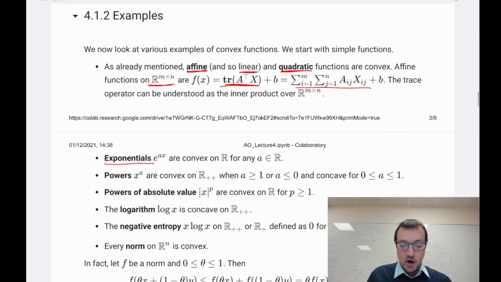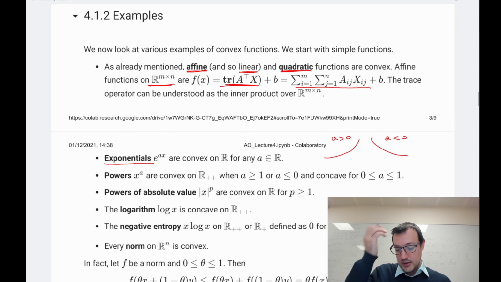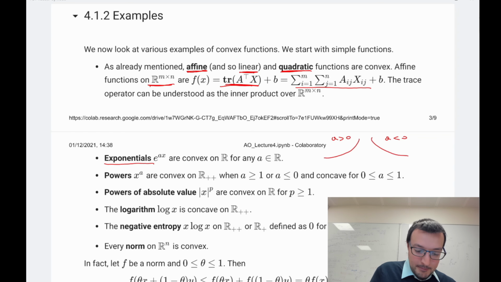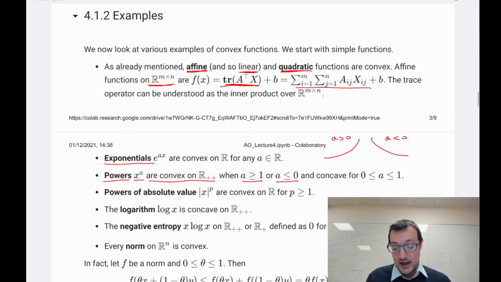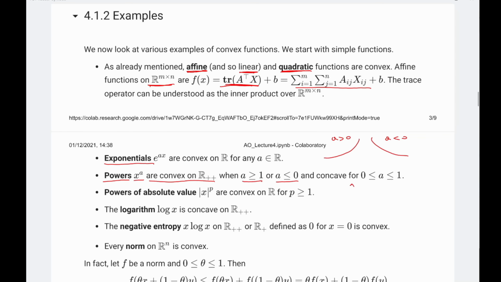Exponentials are convex for any a, because the graph is like this. It curves upward, for a positive and for a negative. Powers x to the a are convex on R++ for a greater or equal than 1 and for a less or equal than 0. So essentially, if we have something like this, it's convex. For instance, x squared is convex. Or if we have something like this, also 1 over x is convex again.